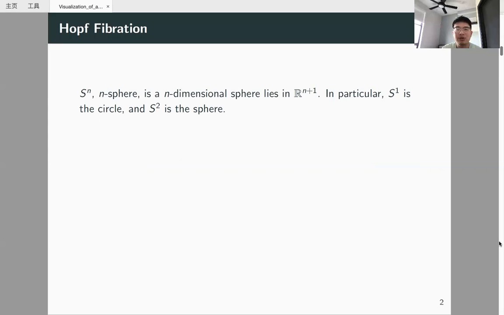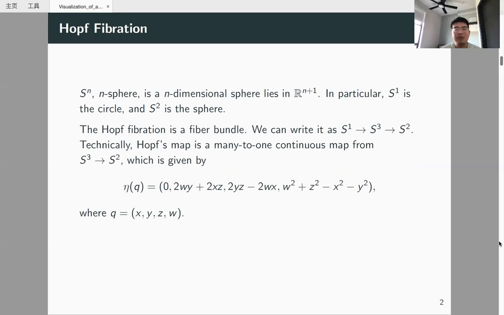Before I introduce the Hopf fibration, I'm going to tell you what Sn is. Sn, which is also called the n-sphere, is an n-dimensional sphere that lies in R^(n+1). In particular, S1 is the circle and S2 is just a regular sphere. And then the Hopf fibration is a fiber bundle. We can write it as S1 to S3 to S2. Here, S3 to S2 is the Hopf map. The Hopf map is a many-to-one continuous map from S3 to S2, which is given by this.